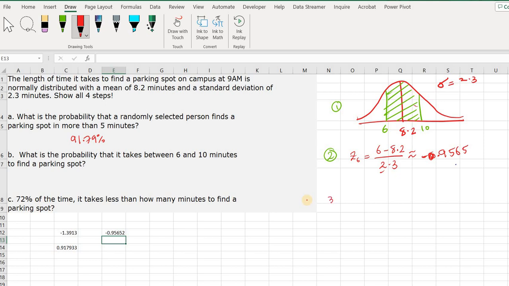Step number 2 still, I need to find the z-score for 10. So that is 10 minus 8.2 divided by 2.3. And I will do that here again. What I could have done differently, I could have typed the mean and the standard deviation in 2 cells, and I could have kept using them over and over again. So 10 minus, and then click on the mean, close it, divided by the standard deviation. That way it's a little bit easier. So 0.7826. I'm rounding to 4 decimal places.